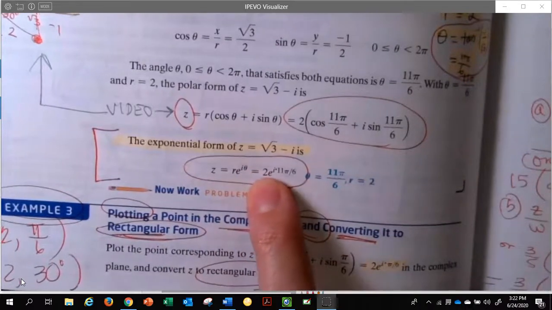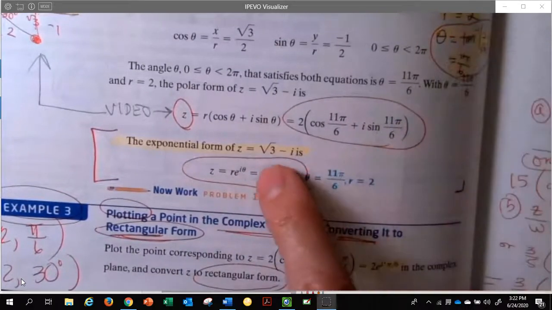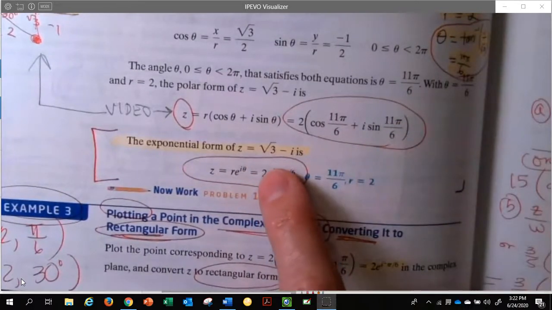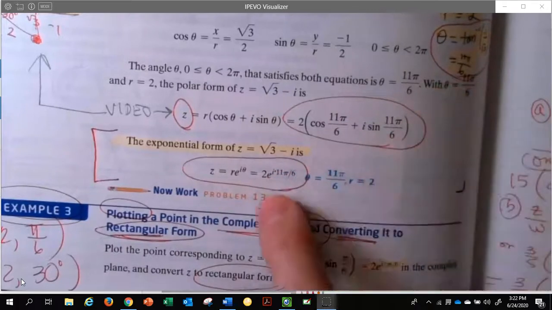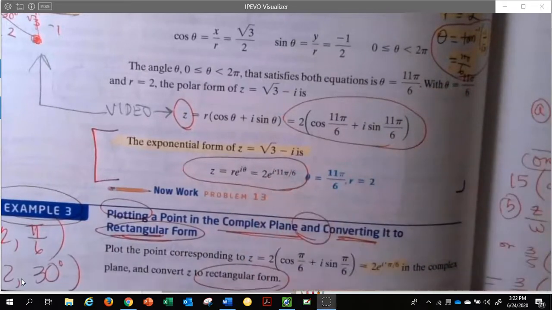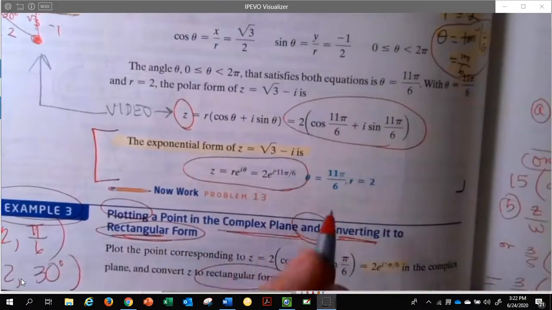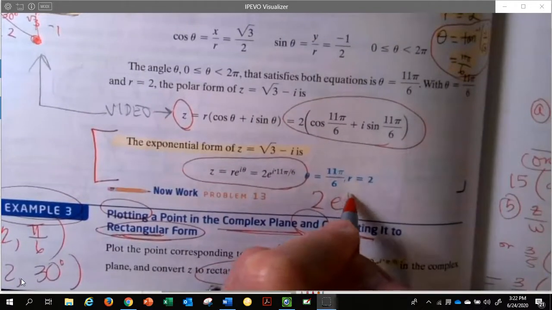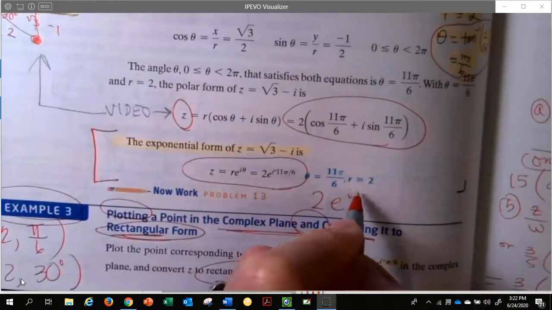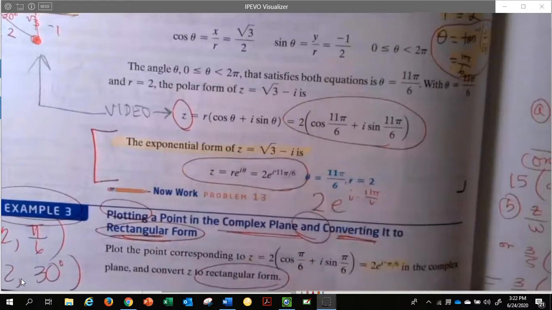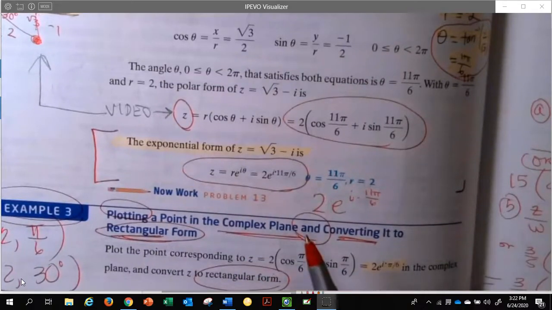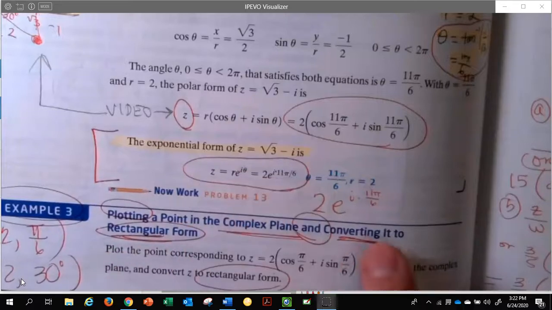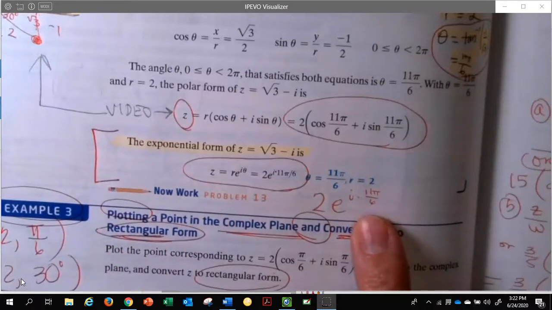And then when I look here, my r is 2, remember right up here, e to the i times theta, and I plug in my theta. I don't particularly care how they have this written. I prefer 2 times e to the i times 11 pi over 6. I think that looks better, but they're going to write it this way. You may write it that way. I just think this one looks better.